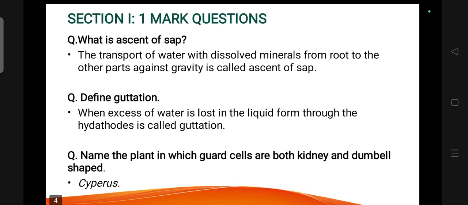What is ascent of sap? The transport of water with dissolved minerals from the root to the other parts against gravity is called ascent of sap. Define guttation. When excess of water is lost in the liquid form through the hydathodes, it is called guttation. Name the plant in which guard cells are both kidney and dumbbell shaped. Cyperus.